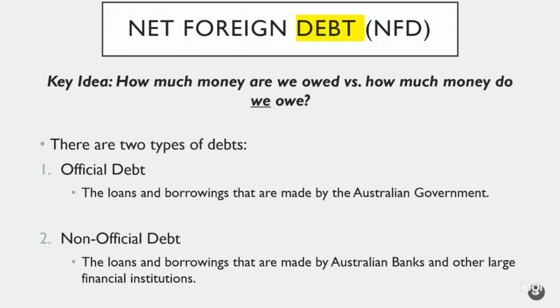So starting with net foreign debts, there are two types of classifications. They could be official debts and non-official. So when you're seeing the word official, what it simply means is that they are borrowings made by the government, and when it's non-official, it's just simply made by either citizens or large institutions.